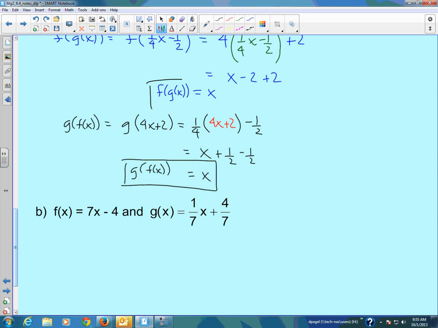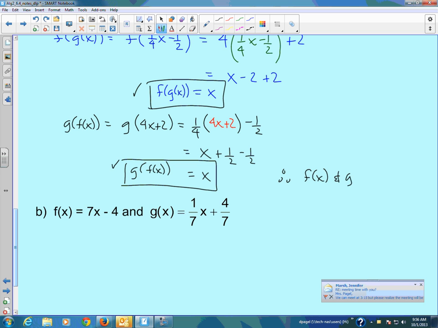So with both of those verifying they both equal x, therefore our f of x and g of x are inverses.